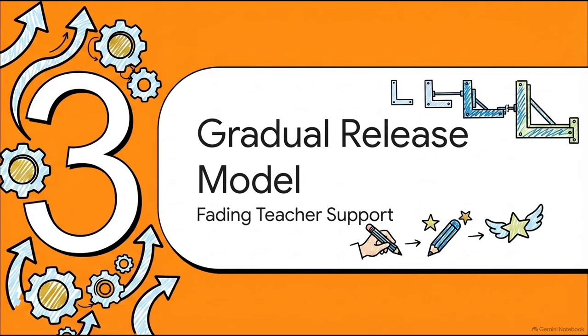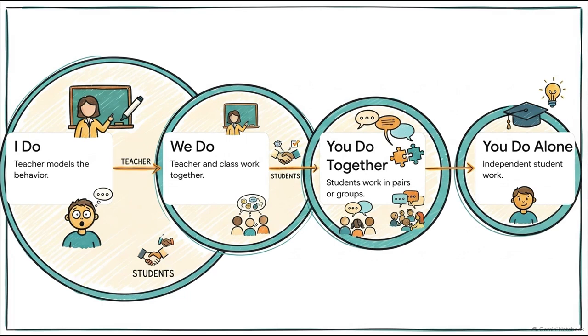Okay, let's get into the actual how-to with Section 3, the gradual release model. So now that we know why it works, let's bring it down from high-level psychology into real-world application. How do we pull this off? Well, we use a brilliantly simple framework known as the gradual release of responsibility model. Imagine these as 4 nested circles. Step 1 is I do. The teacher models the behavior while the student just watches and absorbs.